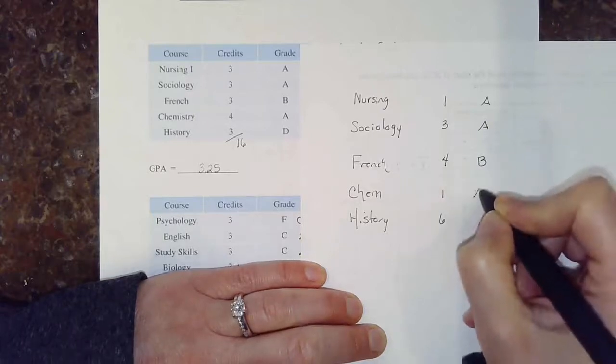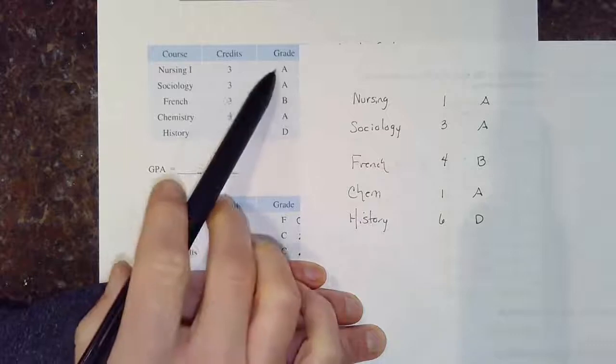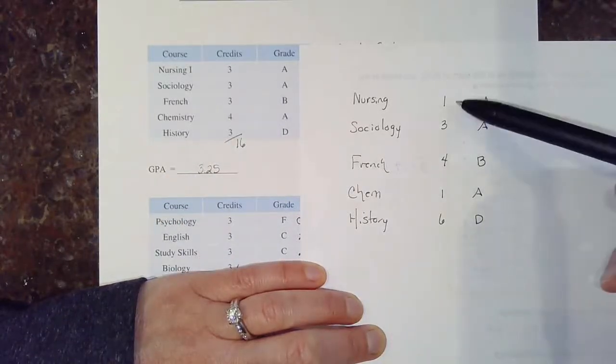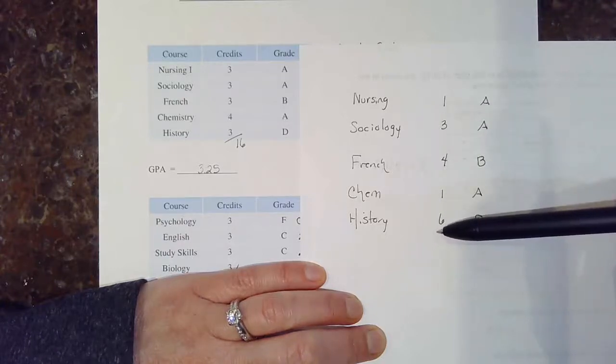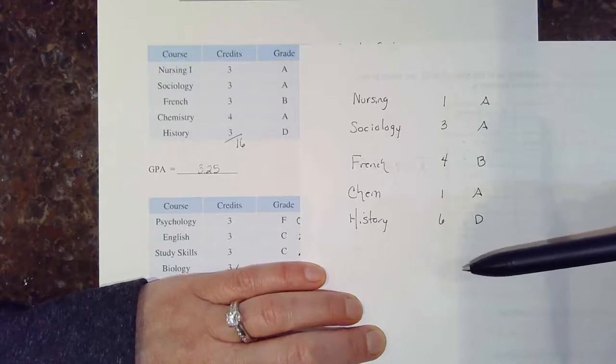Do you see? Exact same grades. A, B, A, D. The only thing I switched around was how much the credits were worth. And you're going to see this has a really big impact on your GPA. Even though the grades are the same, I changed the credits.